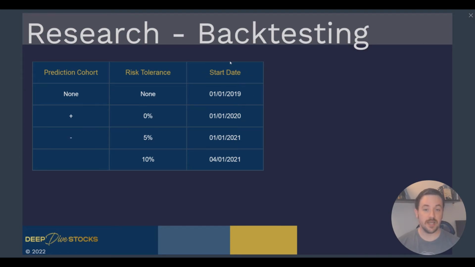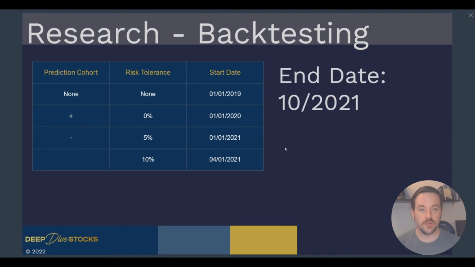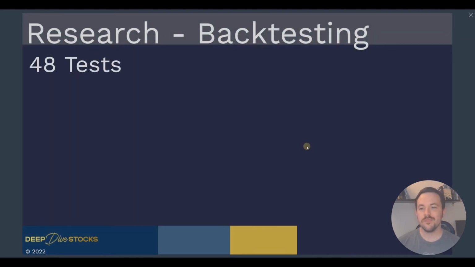Like we talked about before, we wanted to make sure that this backtest or trading strategy wasn't just suited for more immediate time frames. So we started the backtest in January of 2019, January 2020, January of 2021, and then April of 2021. And the ending date was October of 2021. I had to say my dates in my head. So all in all, we did 48 backtests.